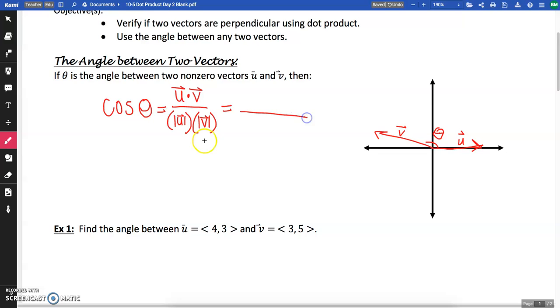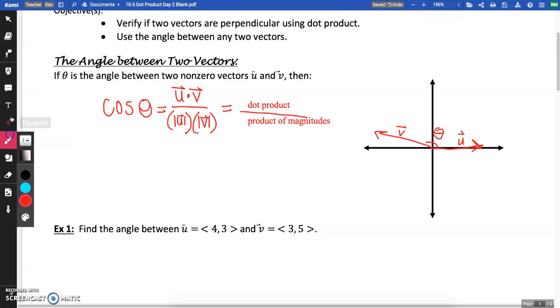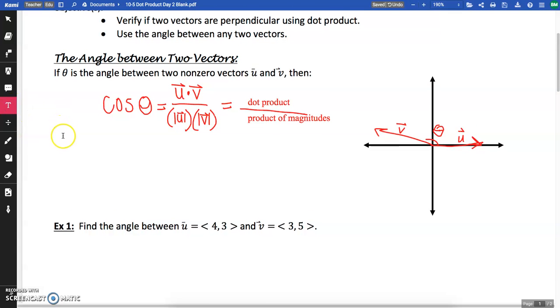So let me draw a big fraction bar, and I'm going to type a little bit. I don't learn these in terms of the symbols. I say them in my head as words. So on top, we have the dot product divided by the product of the magnitudes. Okay, so that helps you remember what you're doing a little bit more than looking at all those symbols and trying to memorize it that way. Okay, so we can use that in an example.